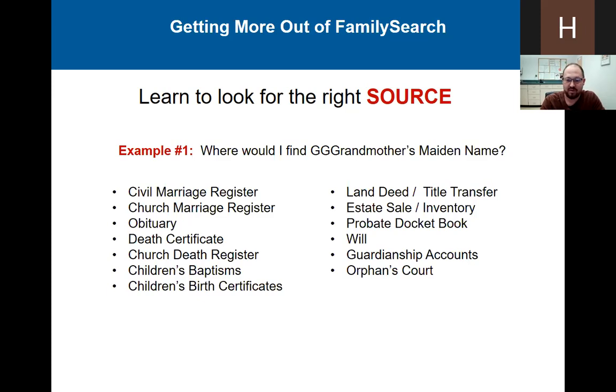Guardianship accounts. If the husband died and had young children, there would often be either a guardianship account or something like an orphan's court record produced in which she's going to be named in those records. And sometimes that includes maiden name. Sometimes the guardian that is assigned is a brother or a cousin or even her parents. So we want to think outside the box as we're looking at records in FamilySearch.